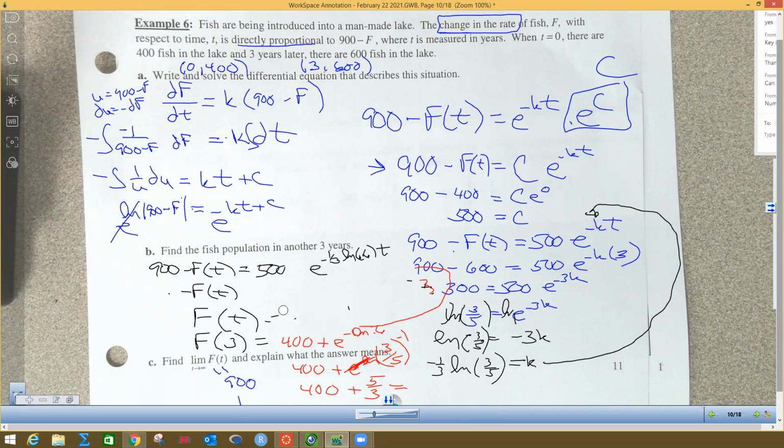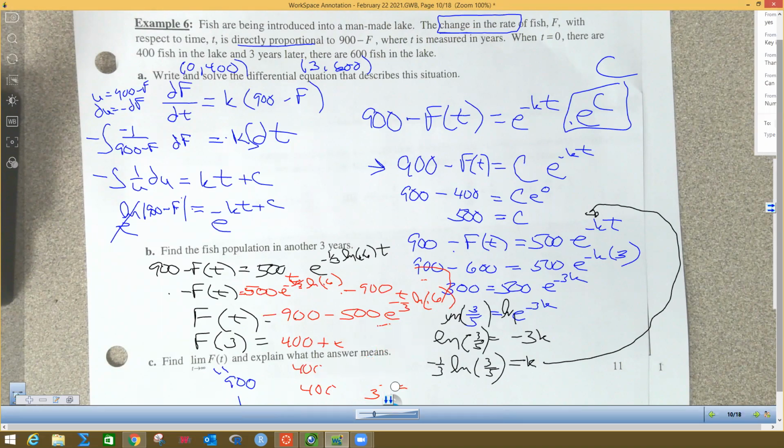So I had to subtract 900 right here. So when I subtract 900, I was times 500 e to the negative 1/3 natural log of 0.6 times t. I'm going to move that t over here on the top and make that negative t over 3 by multiplying those two. Okay, and then I have minus 900, and when I multiply each side by negative 1 to get rid of that, I get a positive 900 minus 500 e to the negative t over 3 natural log of 0.6. Because I can't read my own writing, I got it wrong.